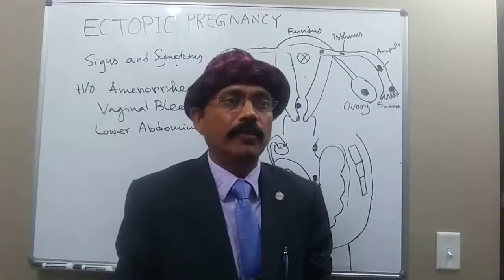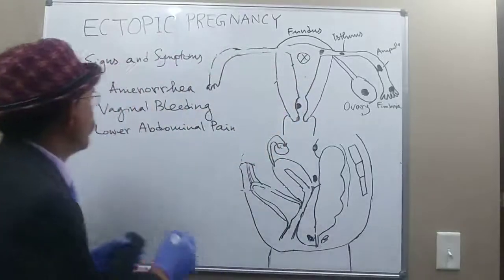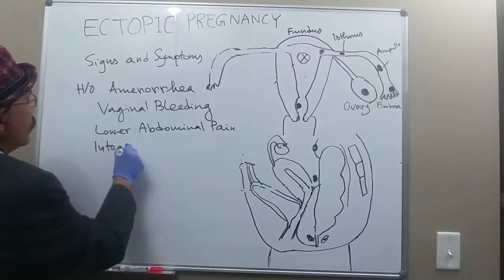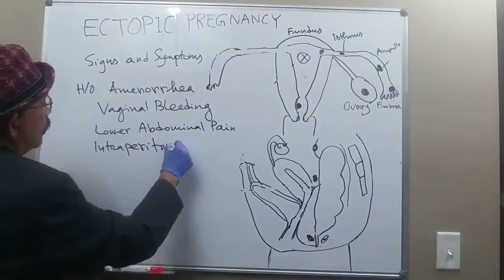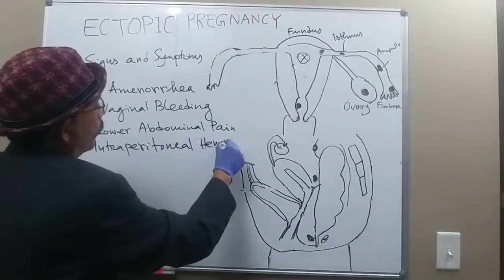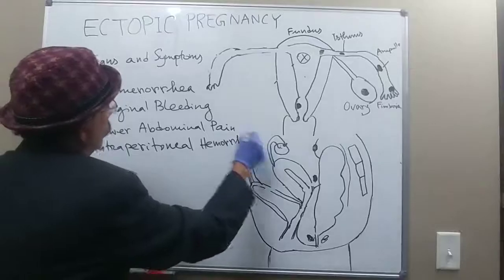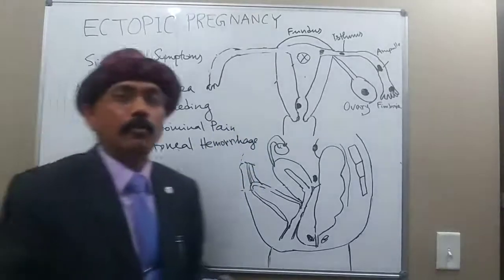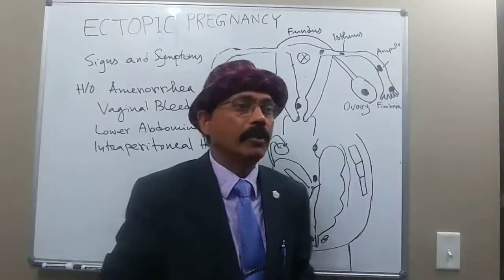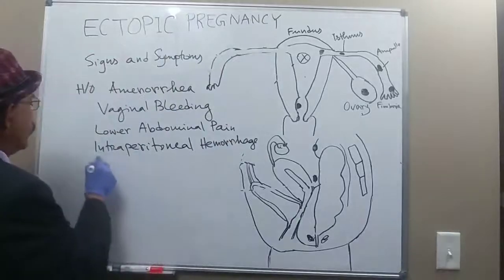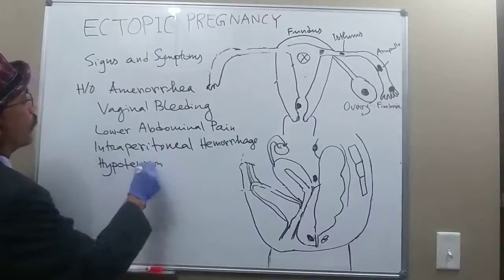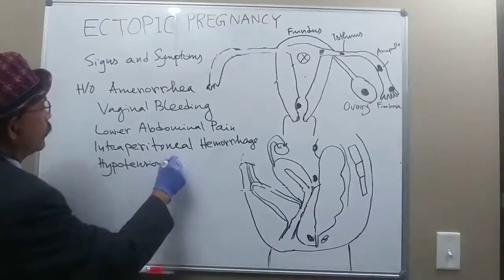So there will be intraperitoneal hemorrhage. So we'll get features of intraperitoneal hemorrhage. There will be bleeding inside the abdominal cavity, and because of this hemorrhage there will be hypotension, shock.